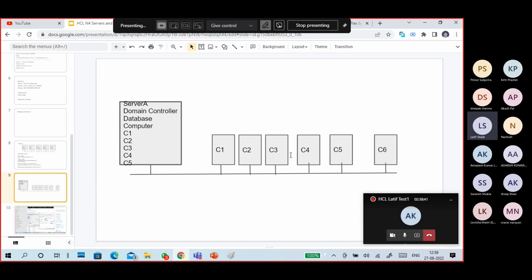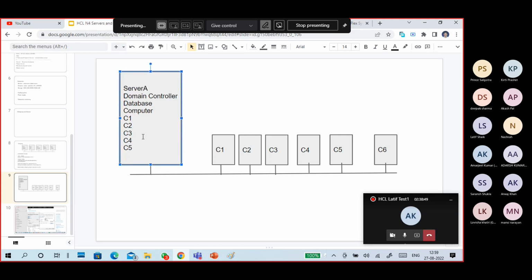Now I have 6 PCs, but I joined only 5 PCs out of all the PCs. So this is the number of domain computers. These are the list of domain computers. So I have a computer list in the domain database. The computers are joined into the domain, so the list of computers in the domain is shown here.